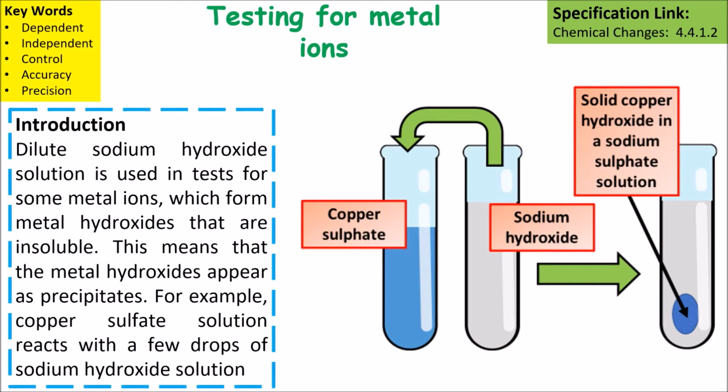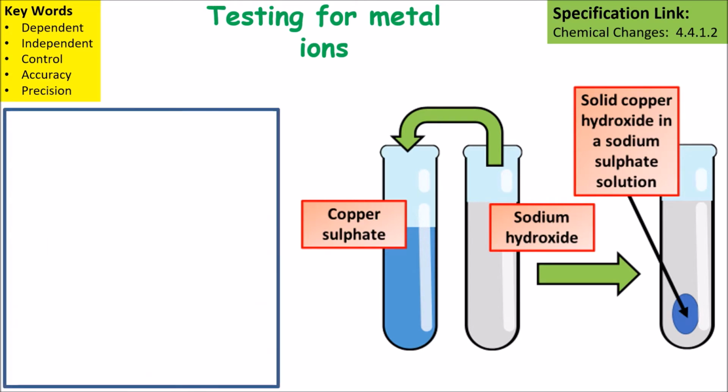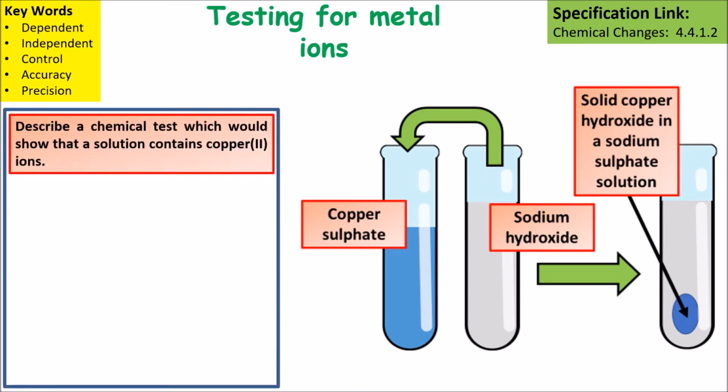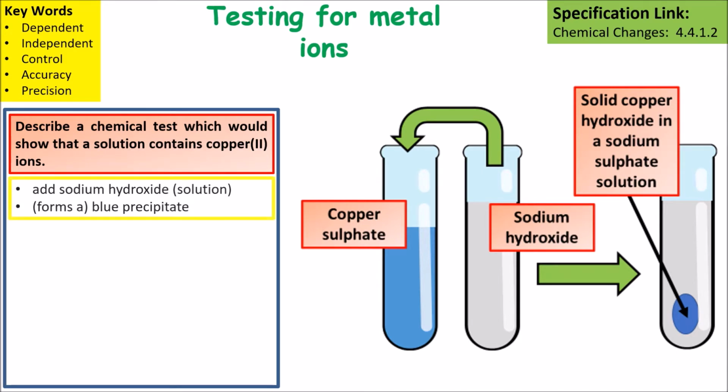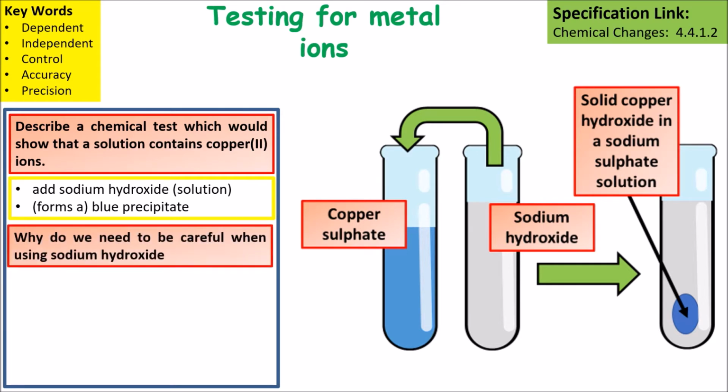Dilute sodium hydroxide solution is used in tests for some metal ions which form metal hydroxides that are insoluble. This means that metal hydroxides appear as precipitates. For instance, copper sulfate solution reacts with a few drops of sodium hydroxide to form a thick blue precipitate. So if we're describing a test to show a solution contains copper 2 ions, you add sodium hydroxide to it and look for that blue precipitate.